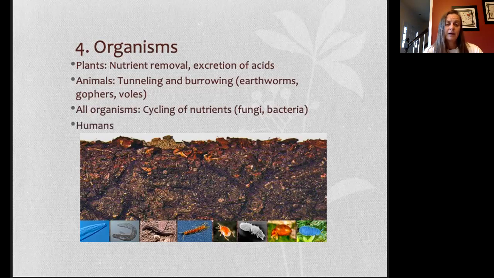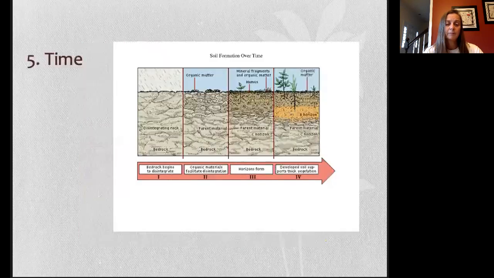And then humans, we have a significant impact, whether it's because we're taking topsoil away, we're compacting topsoil with our agricultural practices, or causing erosion by removing trees, we have a huge impact on the quality of soil. And then our last factor that affects soil quality is time. Soil just takes a long time to form. So starting in our primary succession, starting at bare rock, it takes about 100 years to go from bare rock to a nice, thick, developed soil that is capable of supporting thick vegetation.